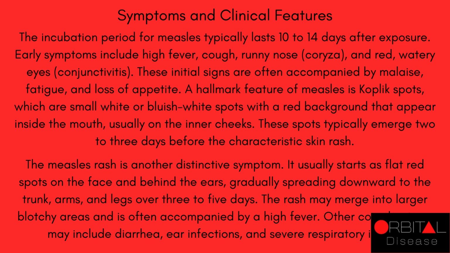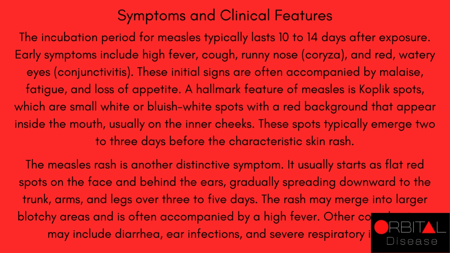A hallmark feature of measles is Koplik spots, which are small white or bluish-white spots with a red background that appear inside the mouth, usually on the inner cheeks. These spots typically emerge 2 to 3 days before the characteristic skin rash.